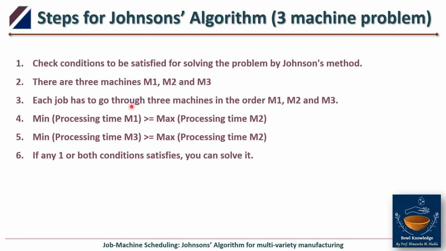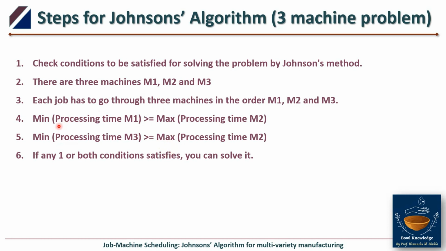First you have to check this. If any one of these conditions is satisfied, either any one or both, then you are able to solve that particular problem by Johnson's algorithm, otherwise not. So this is the first step. Whenever you see any problem with more than 2 machines, first you have to check this criteria. If this criteria doesn't meet, don't waste your time attempting it by Johnson's algorithm.